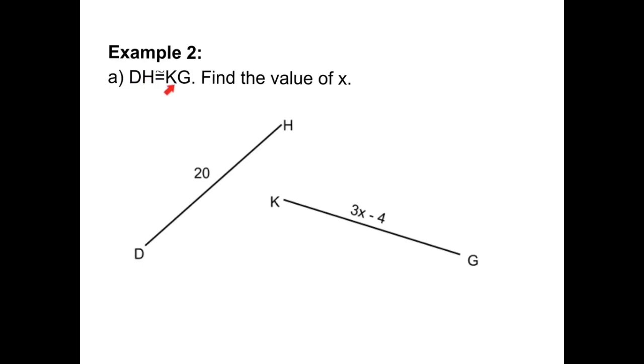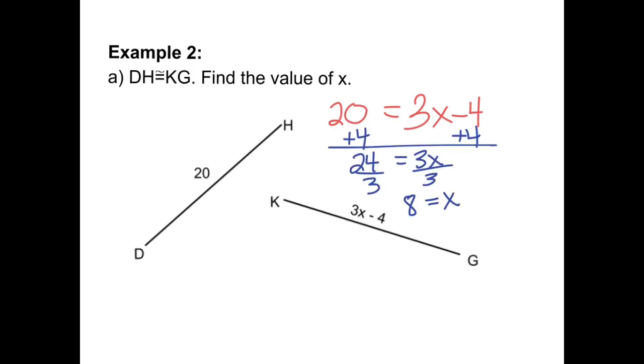In example 2 here, you're told that these two line segments are congruent. DH is congruent to KG, which means that they have the same length, which means that the 20 is equal to 3x minus 4. Because they are congruent, their lengths are equal. Since this is a length of 20 and this is a length of 3x minus 4, we can set up this equation, 20 equals 3x minus 4, and solve it. So x equals 8.